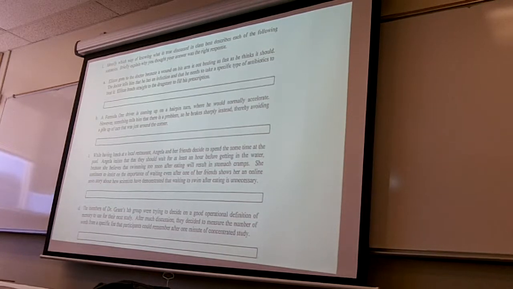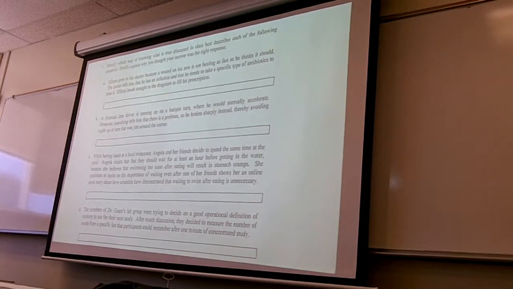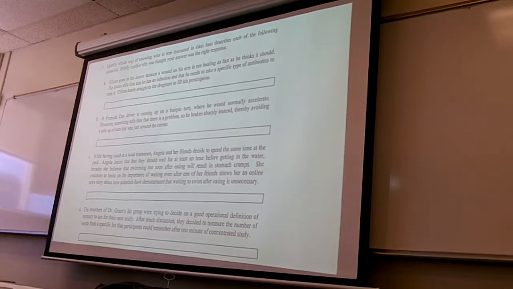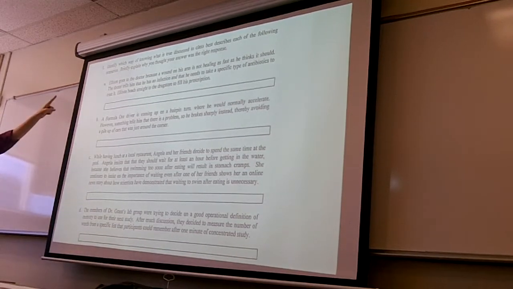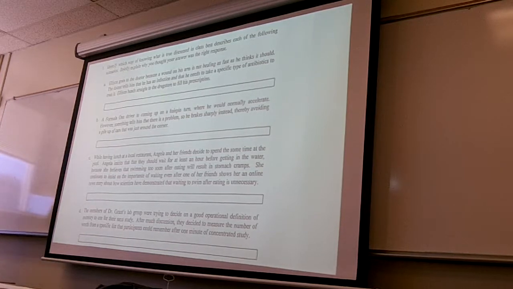So, we take a look at the first example. Ellison goes to the doctor because a wound in his arm is not healing as fast as he thinks it should. The doctor tells him he has an infection and he needs to take a specific type of antibiotics to treat it. Ellison heads straight to the drugstore to fill his prescription. What way of knowing is being characterized in this example? Authority, okay? And why do you think that's the right answer? What is it about that says authority to you?